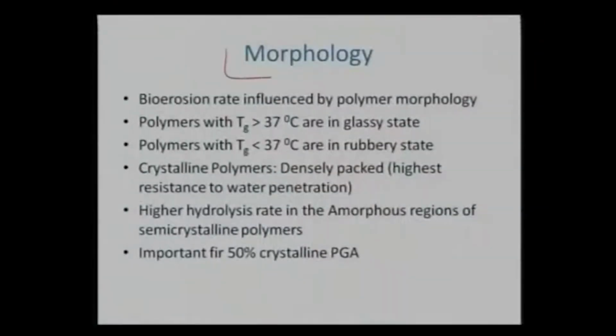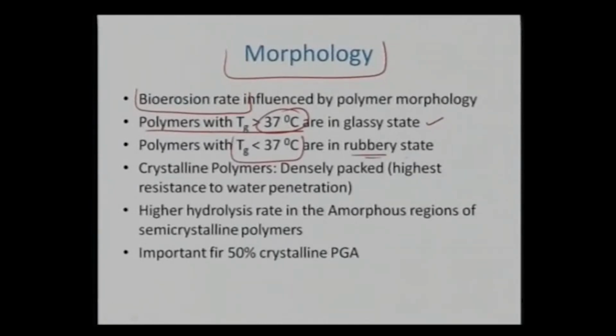Yes, so apart from the overall backbone structure or the chemical nature of the material, and apart from its hydrophobicity, morphology is also very critical in terms of dictating the bioerosion rate which is now occurring in the degradable polymers. Like in certain cases, polymers which have a Tg much greater than 37 degrees centigrade are in the glassy state, and this 37 degrees centigrade is important because that is the human body temperature. So polymers with Tg lesser than 37 degrees centigrade will be more in the rubbery state.